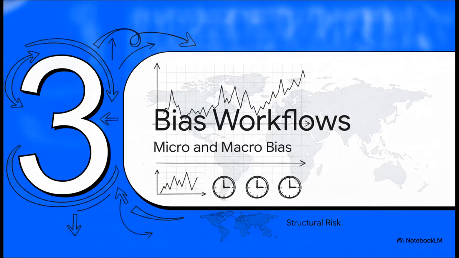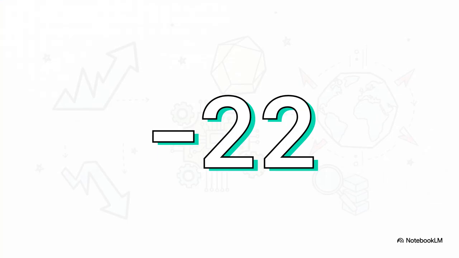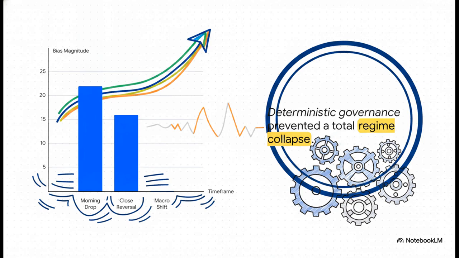Up next, Section 3, Micro and Macro Bias Workflows. Let's see how all this translates into our deterministic readings throughout the day. By 9:27 a.m., temporal agents, specifically the LSTM networks tracking momentum over time, registered a severe, strong bearish micro-level rejection signal, -22. At that exact moment, you can imagine, the pressure on institutional portfolios was just immense. But here's where it gets really interesting. Deterministic governance actually prevented a total regime collapse.